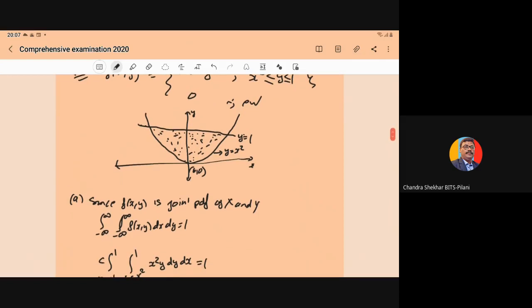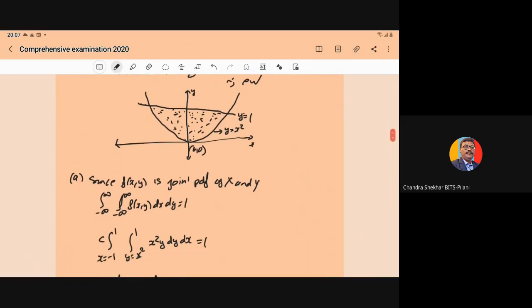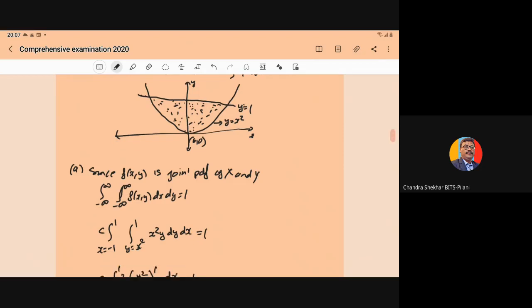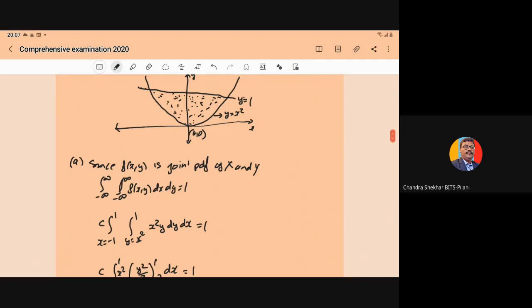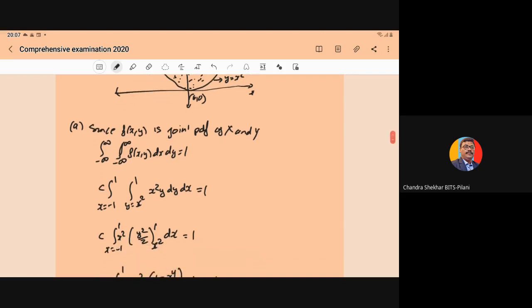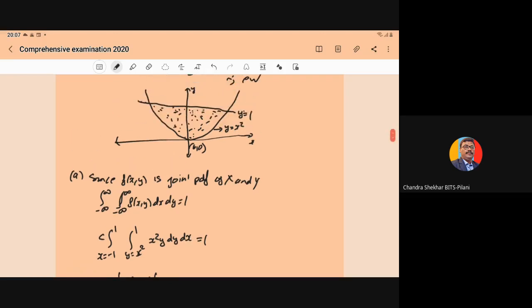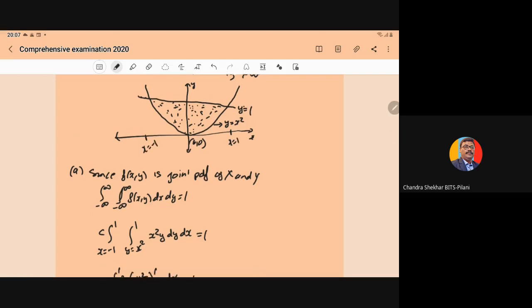So since f of xy is the joint PDF of x and y, we know that the integral over x and y should equal 1. It is the necessary and sufficient condition. So the integral from minus infinity to infinity for x, integral from minus infinity to infinity for y, of f of xy dx dy is equal to 1. So just put in the given value of f of xy. So for x from minus 1 to 1, means here we have x equal to 1 and here we have x equal to minus 1.